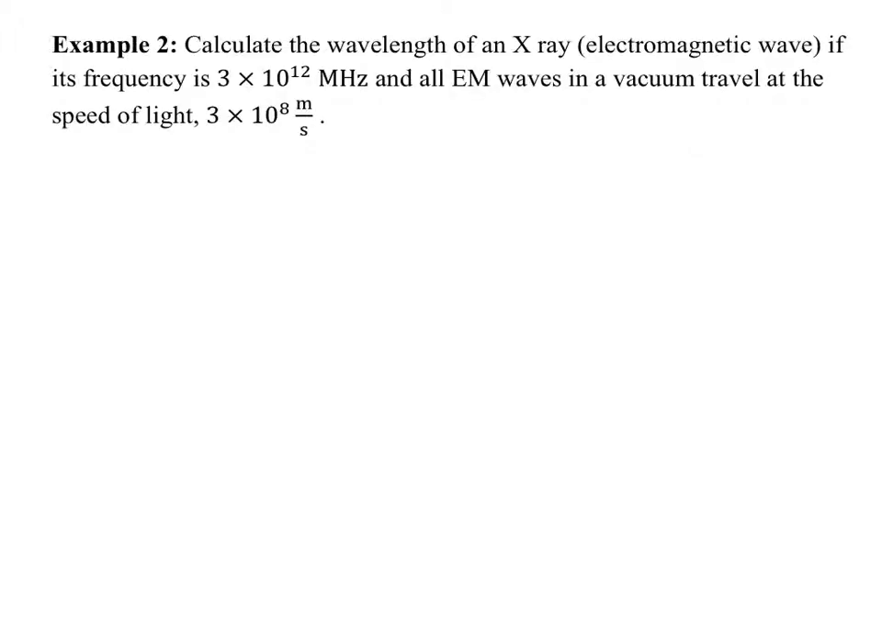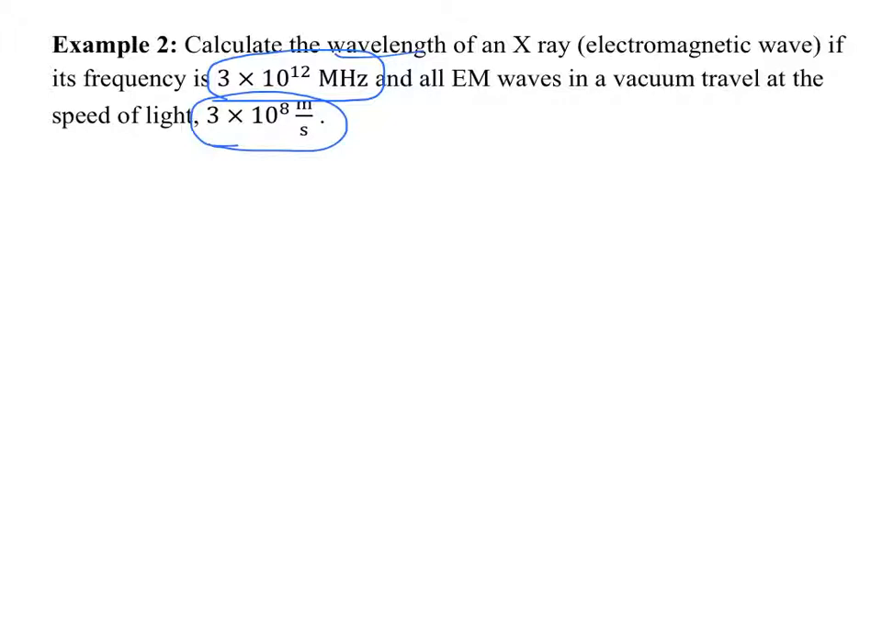Mathematical. Calculate the wavelength. So now we're trying to find lambda. Calculate the wavelength of an X-ray, which is an EM wave, if its frequency is given as this, and all EM waves in a vacuum travel at the speed of light, which is this. So what do I know? What variables do I know?